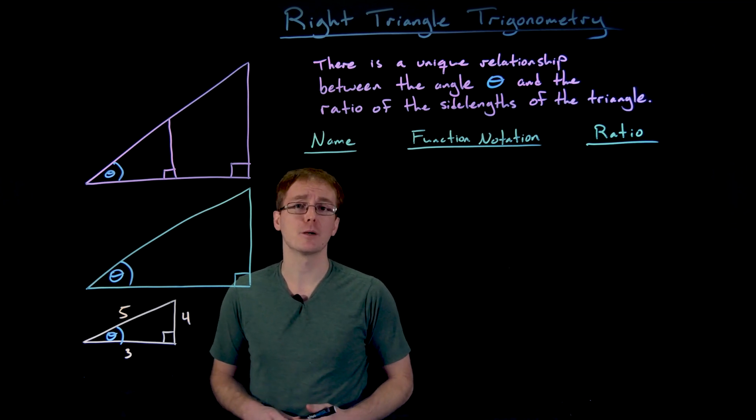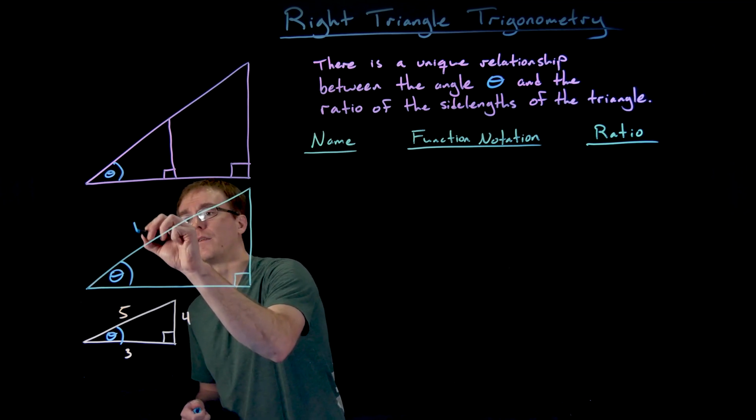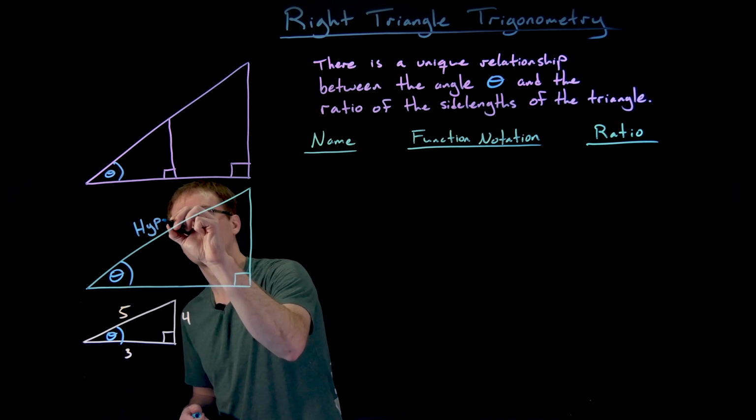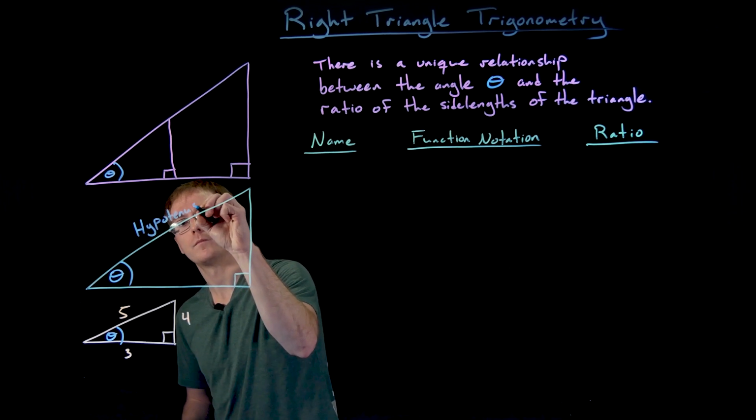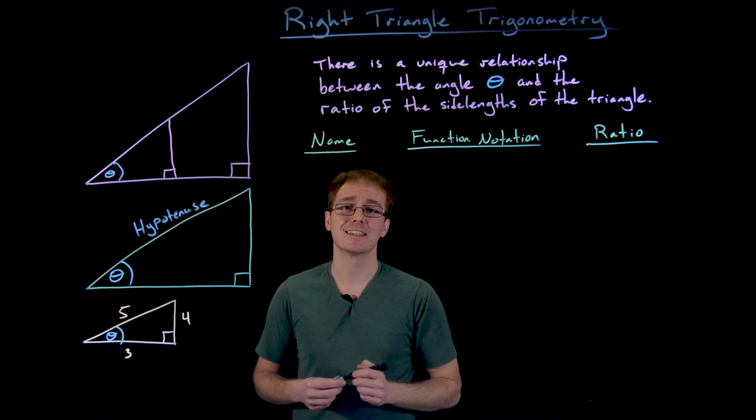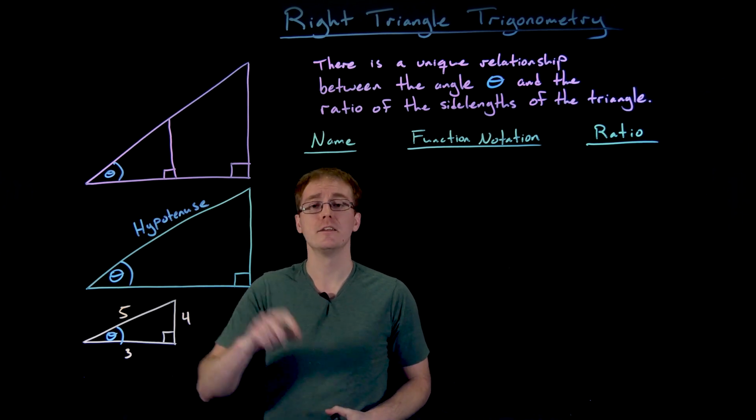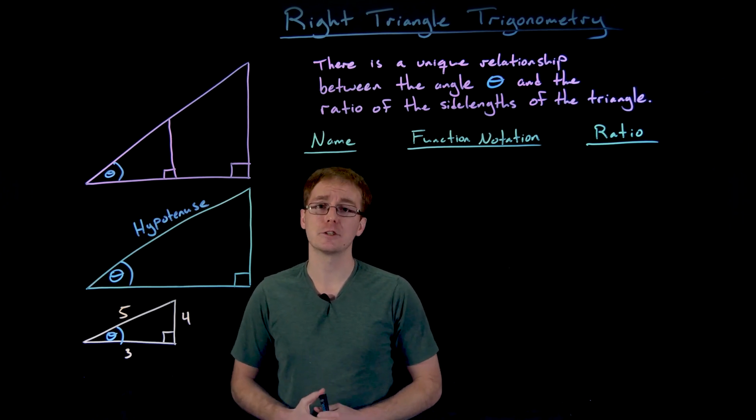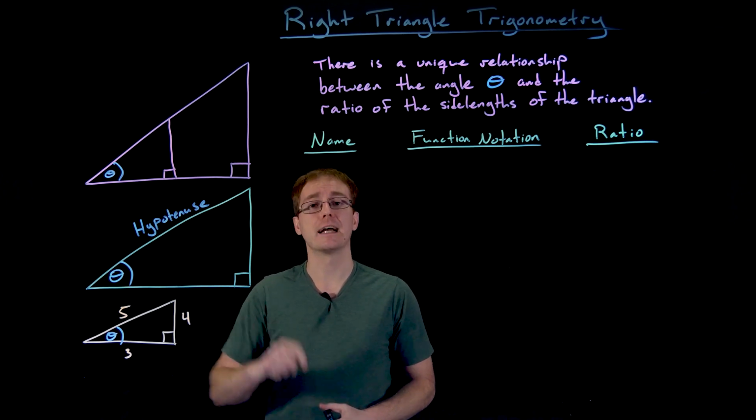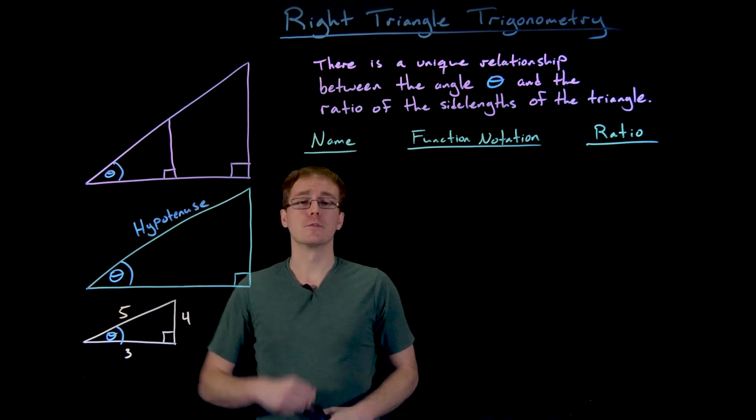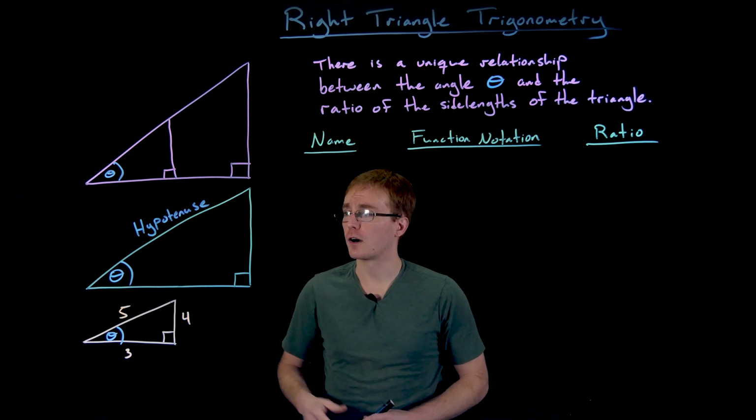And we've already started to use some of this terminology, right? One of them is the hypotenuse. So the hypotenuse is the longest side length in a right triangle. That's always going to be opposite the largest angle in our right triangle, which is the 90-degree angle. So the longest side length in a right triangle is our hypotenuse.